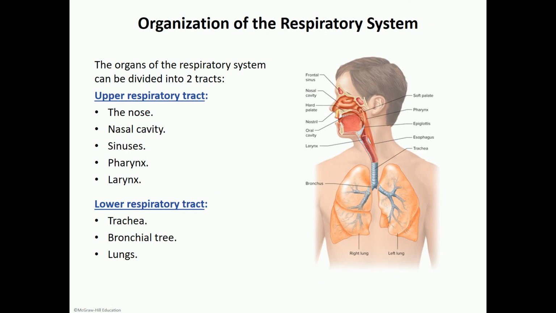Now, the organization of the respiratory system. We've got 2 different parts. There's the upper respiratory tract, and that consists of the nose, the nasal cavity, the nasal sinuses, pharynx, and the larynx. Anything below or beyond the larynx is considered lower respiratory tract, and that includes the trachea, the bronchial tree, and the 2 lungs. So an upper respiratory tract infection would include an infection in any of these sites, while a lower respiratory tract infection would be an infection in any of these areas.